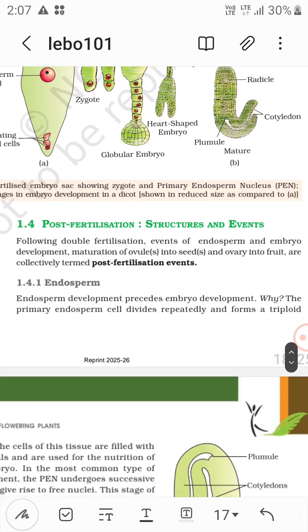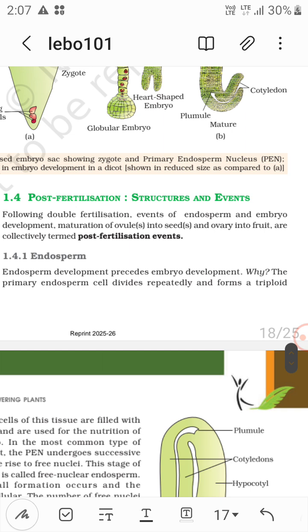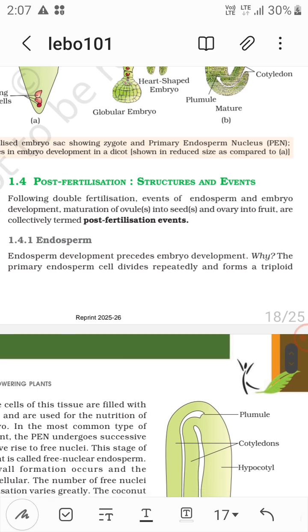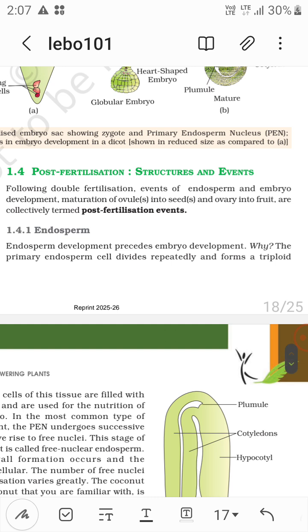Now the post fertilization structure and events. Following double fertilization, events of endosperm and embryo development, maturation of ovules into seeds and ovary into fruit are collectively termed the post fertilization events. So the endosperm development precedes embryo development, right?